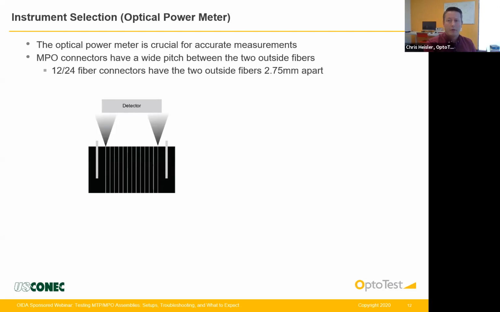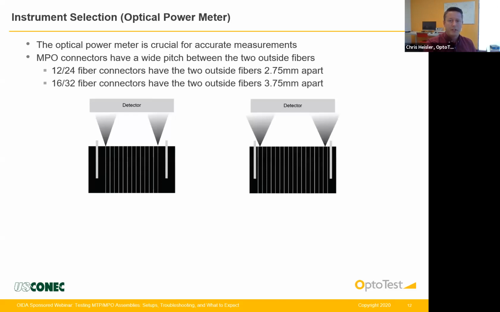In the graphic below, one can see a detector that doesn't provide full coverage, and light from the outer fibers is not completely captured. Increasing the size of the detector provides full coverage. For 16 and 32 fiber ferrules, this distance is 3.75 millimeters. One must select an OPM that has full coverage to capture all light from the outermost fibers. A detector system that works for 12 and 24 fiber applications may not work for 16 and 32 fiber applications. So as you see, the detector for the 16 fiber ferrule does not completely cover the light. You'd have to get a larger detector.